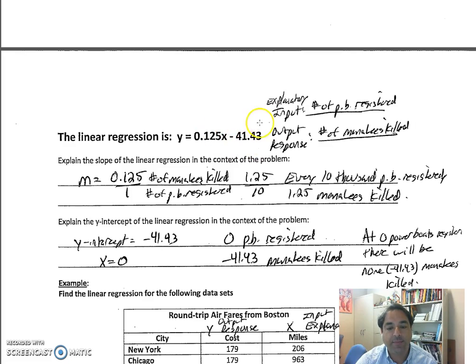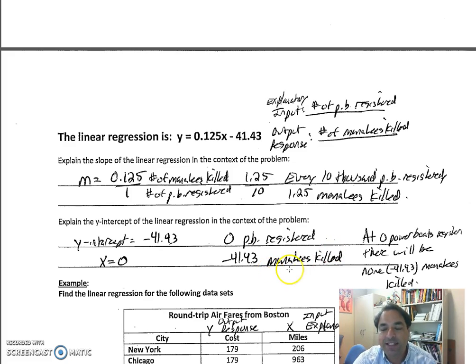Now, the y-intercept sometimes doesn't make sense or sometimes does. It really depends on the problem. But remember, to explain a y-intercept, it's when x is 0. So x is number of powerboats registered. So at 0 powerboats registered, negative 41.43 manatees are killed. Now, does that mean if we stop registering powerboats that 41 manatees are going to come back from the dead?